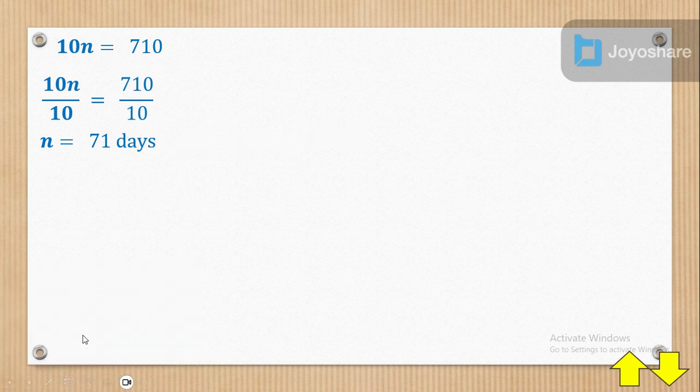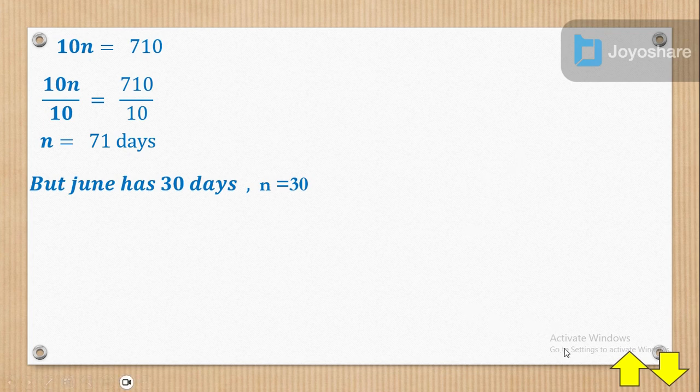Let's move on. So it will take them 71 days to reach a population of 900 students. Let's go on. But remember that June has 30 days. Now, why are we using June?